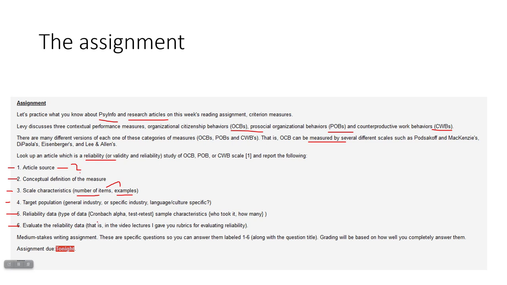And I tell you specifically what I want. In the video lecture, I gave you rubrics for evaluating reliability. I want you to apply them.